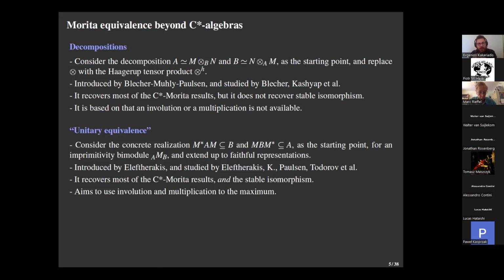That pathway was introduced by Eleftherakis and was developed by Eleftherakis, Paulsen, Todorov, and other people, including myself. And it recovers most of the C-star Morita results, and also it recovers the stable isomorphism. And it's stronger in the sense that if you have Morita equivalence in this sense, then it implies Morita equivalence in the sense of Blecher, Muhly, and Paulsen. And here the aim is to use the involution when you represent the objects in B of H.